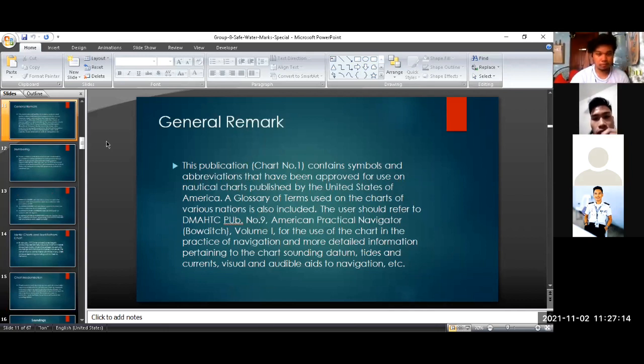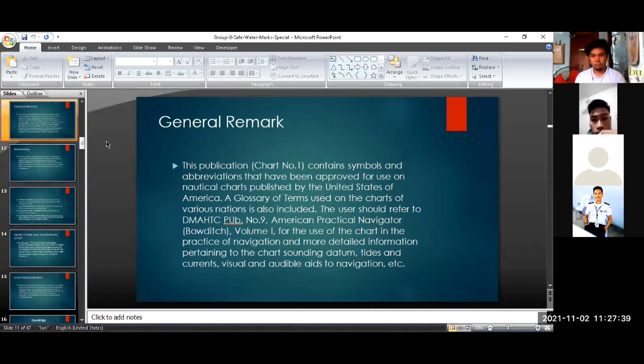So, general remark. This publication, Chart Number 1, contains symbols and abbreviations that have been approved for use on nautical charts published by the United States of America. A glossary of terms used on the charts of various nations is also included.